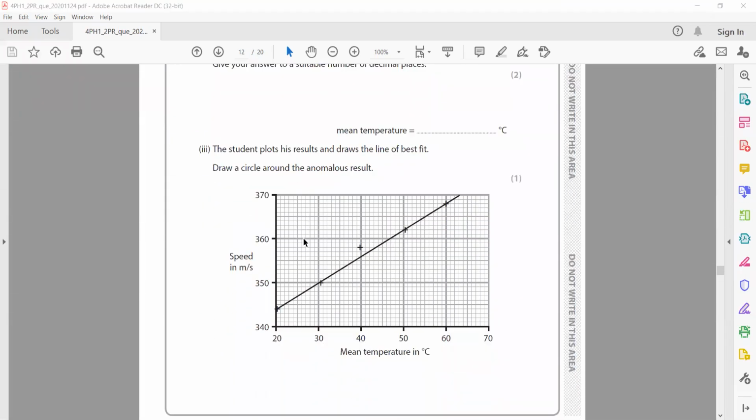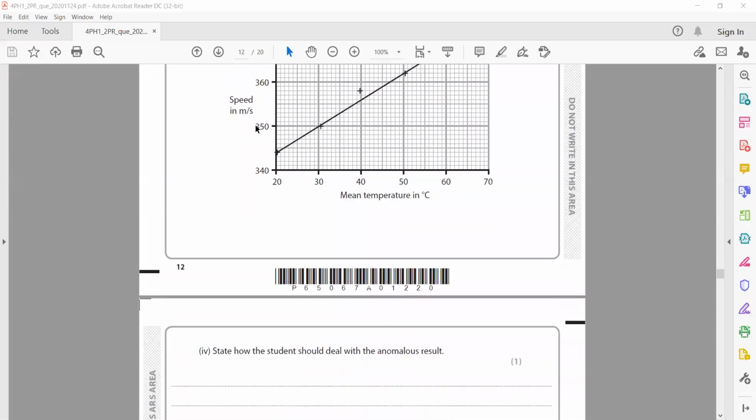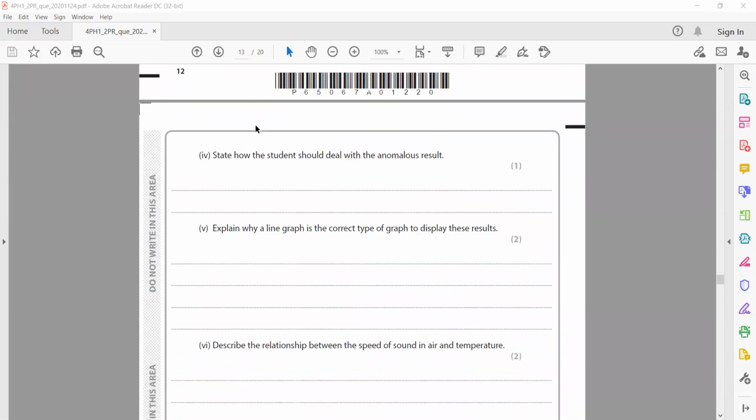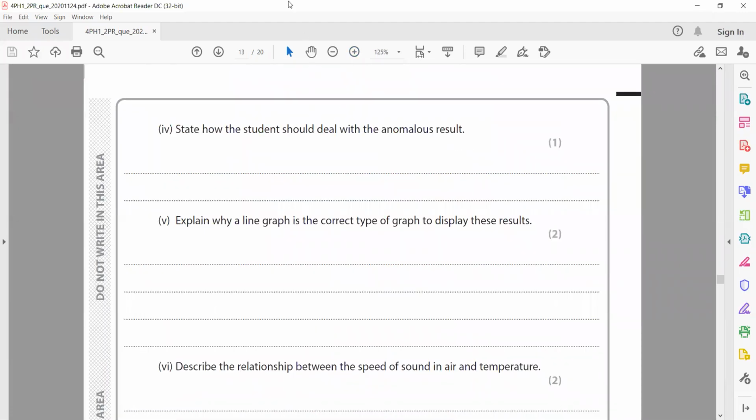The student plots his results and draws the line of best fit. Draw a circle around the anomalous result. The point which appears outside this range does not appear on the pattern. That's the anomalous result. State how the student should deal with the anomalous result. He can either discard this result, or he can repeat the measurement for this anomalous result.